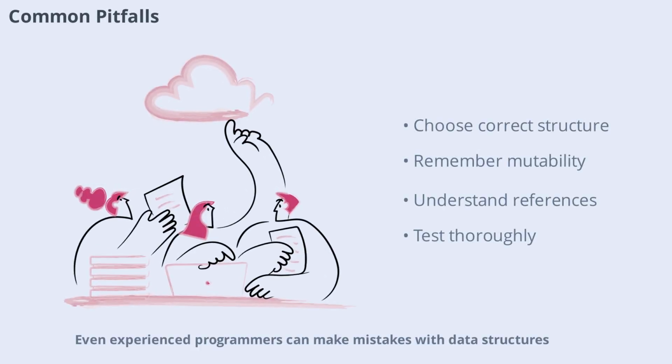Even experienced programmers can make mistakes with data structures. Common pitfalls include using the wrong structure for a task, forgetting about mutability, or misunderstanding how references work. By being aware of these issues and testing your code thoroughly, you can avoid bugs and write more reliable programs.